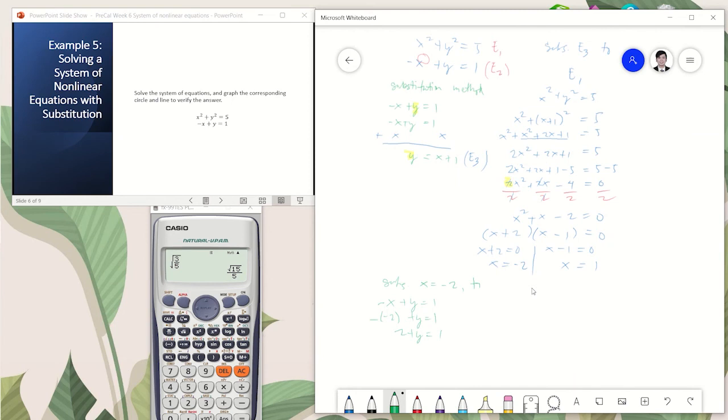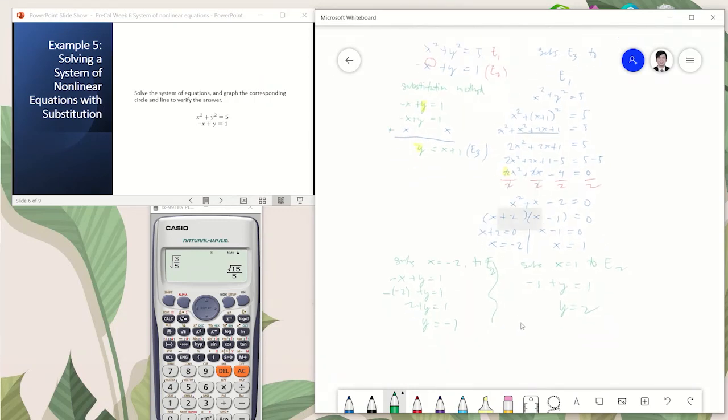This will be 2. Then add negative 2 on both sides. So y is equal to negative 1. And for the other one, substitute x is equal to 1 into equation, what did we use again? Equation 2. So negative 1 plus y is equal to 1. Add 1 on both sides, y is equal to 2. So therefore, we already have our values here.